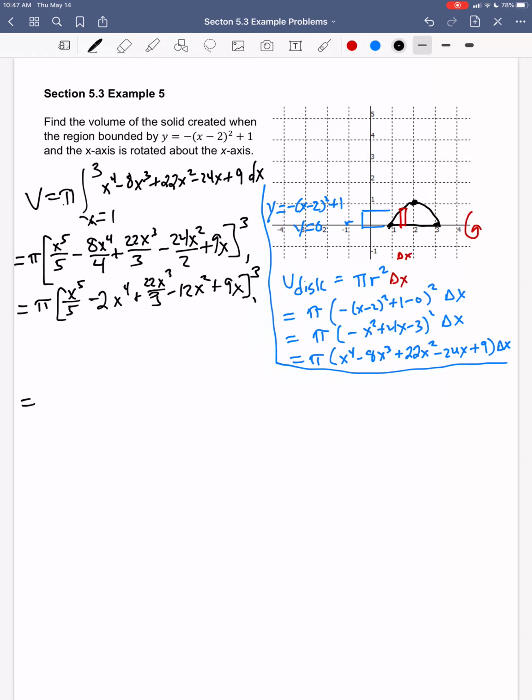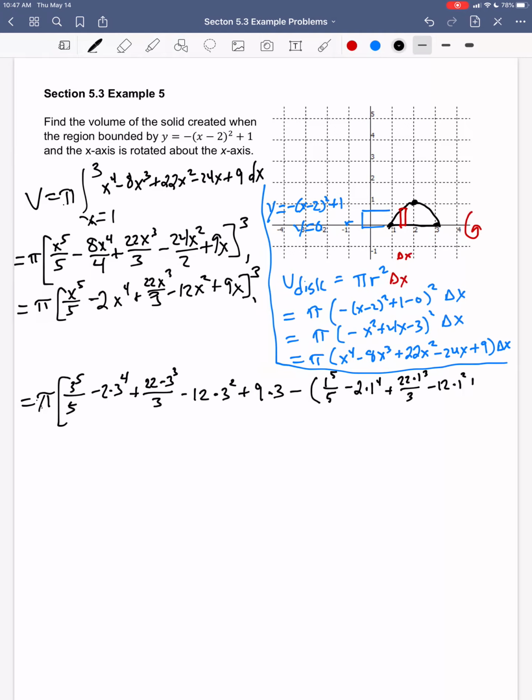So I plug in the 3: 3 to the 5th over 5 minus 2 times 3 to the 4th plus 22 times 3 to the 3rd over 3 minus 12 times 3 squared plus 9 times 3, minus, now I plug in 1, so 1 to the 5th over 5 minus 2 times 1 to the 4th plus 22 times 1 to the third over 3 minus 12 times 1 squared plus 9 times 1, like that.